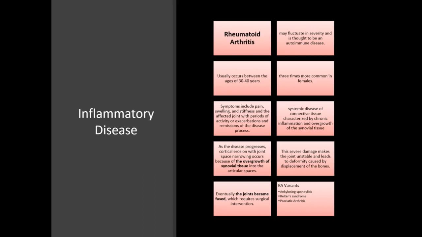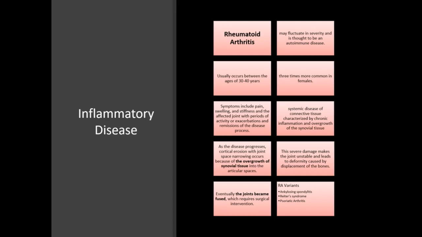Usually occurs between ages 30 to 40. Symptoms include pain, swelling, stiffness of the affected joints, and as the disease progresses, cortical erosion and joint space narrowing due to overgrowth of the synovial tissue within the articular spaces. Eventually, the joints become fused, which requires surgical intervention. It may fluctuate in severity, and it can be an autoimmune disease. It's 3 times more common in females.